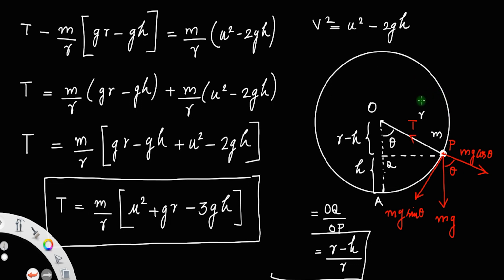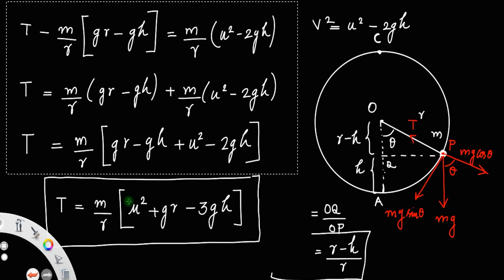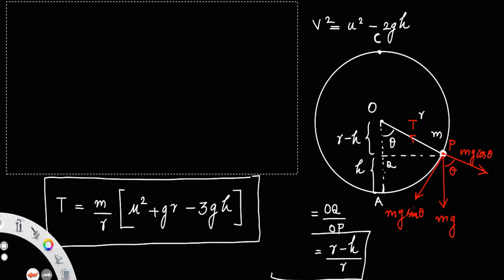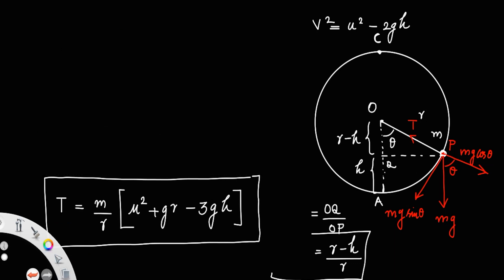Now let's find out the tension at different points. First we are going to find the tension at the lowest point A, then the tension at the highest point C. For that, let's take the value of h in these two different positions. So you have the final expression T is equal to m by r (u square plus gr minus 3gh).